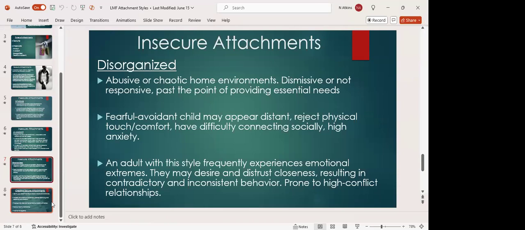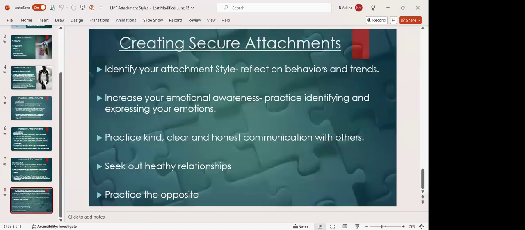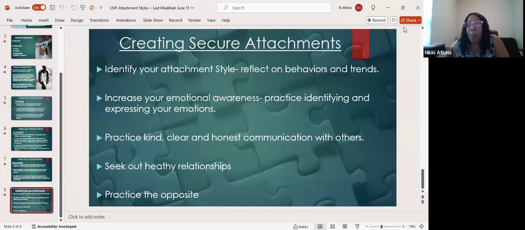Wow, yeah, this has been very informative. I appreciate the breakdown and the insight. You're very welcome. I apologize for the technical difficulties. I take a lot of pride in my slideshows, so I'm a little sad that I wasn't able to show that, but hopefully that was helpful. Does anyone else have any questions or able to identify their attachment style?